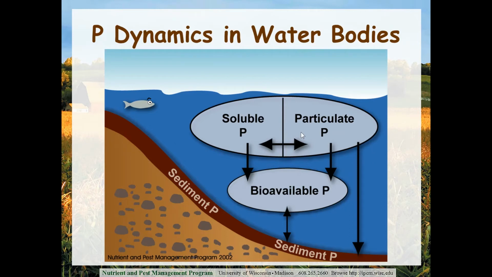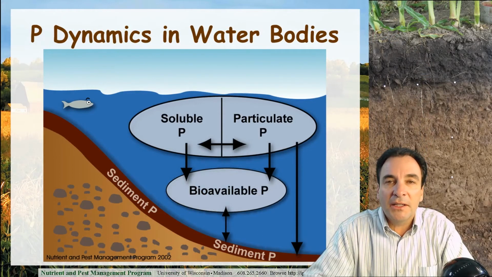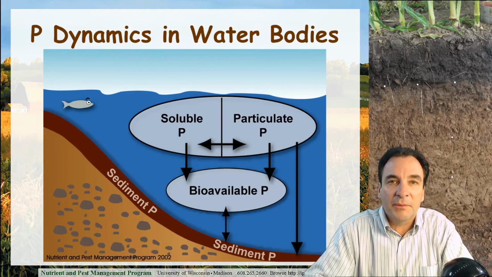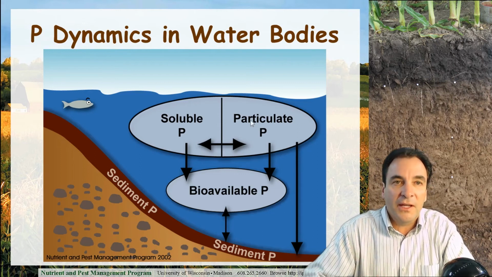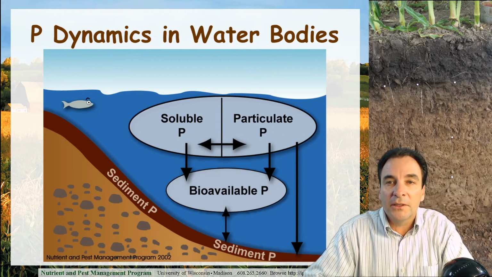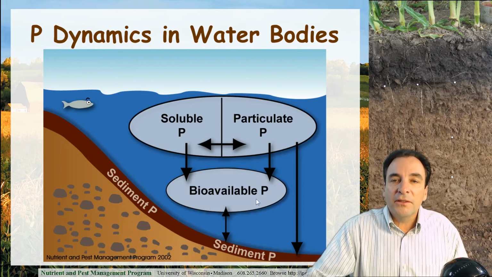So the limnologists and people who study hydrology and water quality have numerous terms that they're using to evaluate or talk about the impact of phosphorus on a water body. Soluble phosphorus is one we've talked about. Particulate phosphorus, we've talked about, that's the phosphorus that's contained or associated with soil particles. Probably a more important parameter to measure is bioavailable phosphorus.